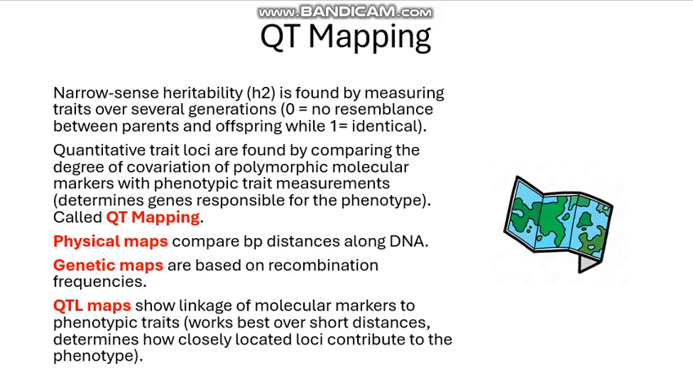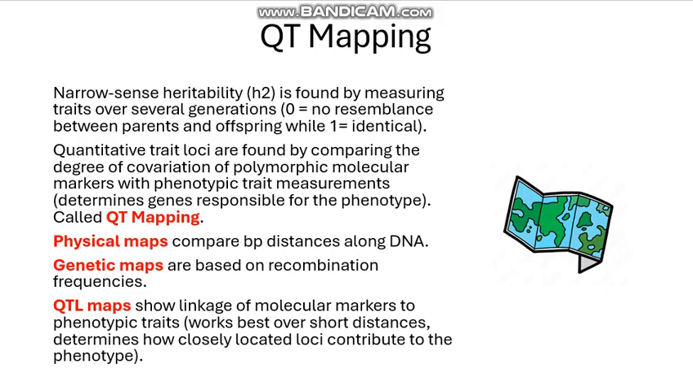analysis of the genome. Narrow sense heritability, remember we talked about broad sense heritability in the last one, is found by measuring traits over several generations, with a value of 0 indicating no resemblance between the parents and offspring, while a value of 1 implies that the offspring are identical to their parents. Quantitative trait loci are found by comparing the degree of covariation of polymorphic molecular markers with phenotypic trait measurements, which determine genes responsible for the phenotype in a process called QTL mapping.